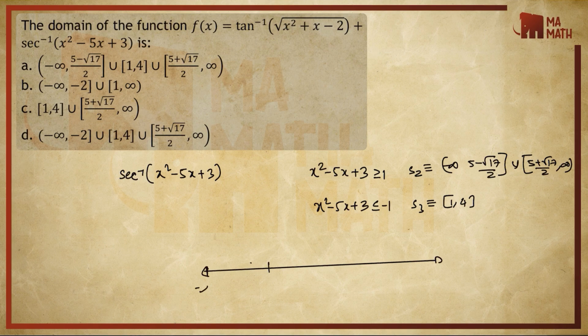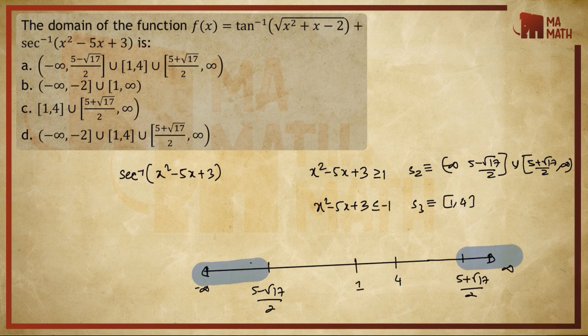So now if you plot these things for the secant inverse function, you will see that this is minus infinity and this is (5 - √17)/2. Somewhere here we have 1, then we have 4, and somewhere here we have (5 + √17)/2, and then we have infinity. So S2 is from minus infinity to (5 - √17)/2 and (5 + √17)/2 to infinity, and 1 to 4 is here in between.